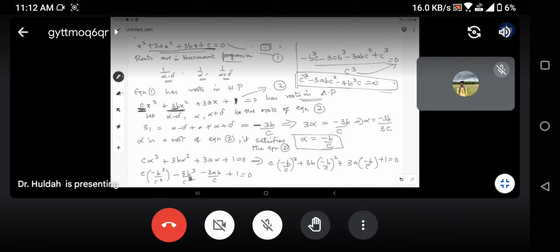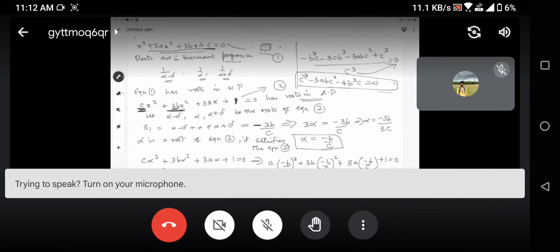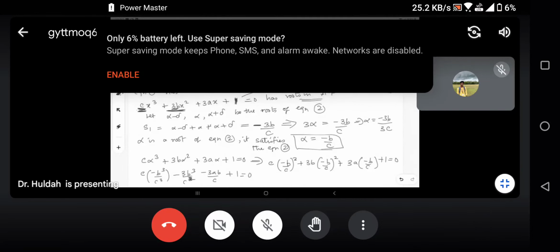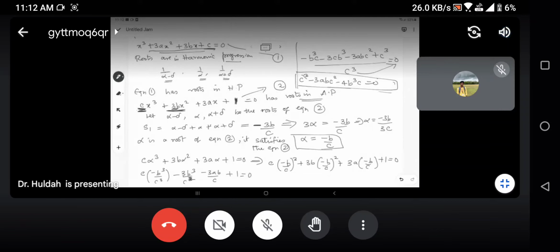Is this problem clear? Yes, ma'am. Did everyone understand? What about the others? Yes, ma'am. Okay, I'll just do one more problem and then we will wind up the class. The other problem is solving an equation when the roots are in HP.